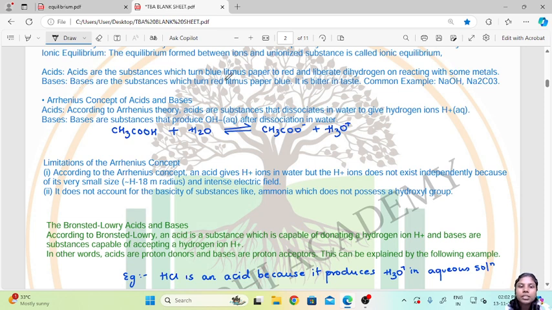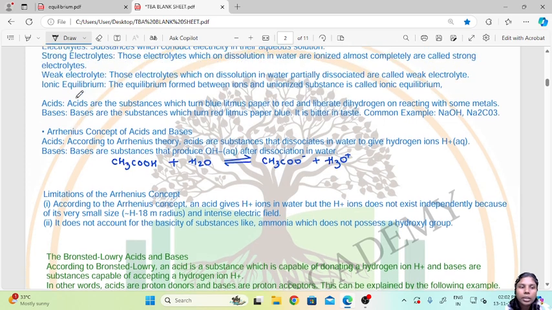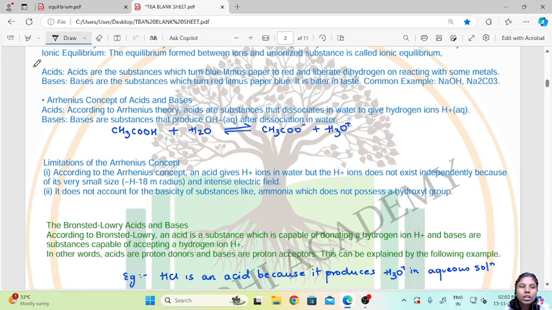Bases are the substances which turn red litmus paper blue. They are bitter in taste, and common examples are NaOH, Na2CO3. So these are the basic definitions. Acid turns blue litmus paper red, bases turn red litmus paper blue. Acids are usually sour in taste and bases are bitter in taste. A common example of acids would be acetic acid, HCl, and common examples of bases would be NaOH, Na2CO3.